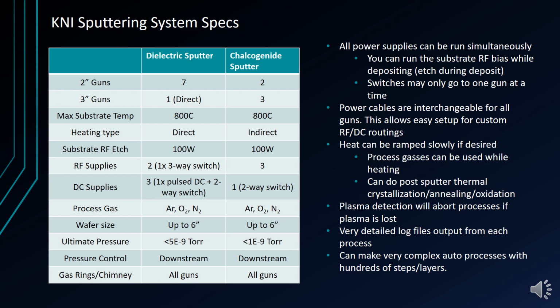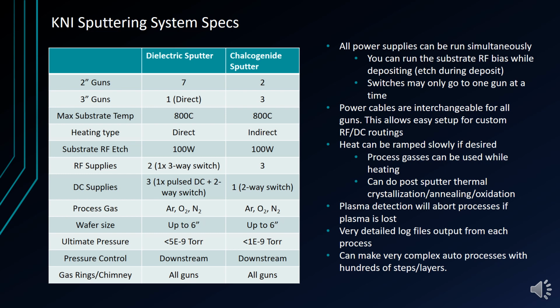The dielectric system has more guns and one centrally located gun for direct sputtering, where the chalcogenide system has 5 confocally oriented guns. While both tools have RF and DC power supplies, the dielectric system is equipped with a pulse DC power supply, which is ideal for reactively sputtering dielectrics. I will go into more detail about confocal versus direct sputtering and pulse DC power in a few slides.